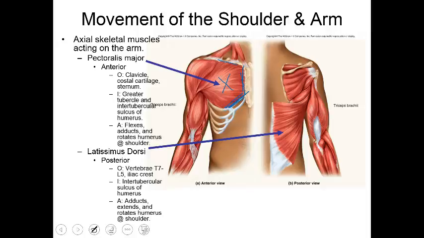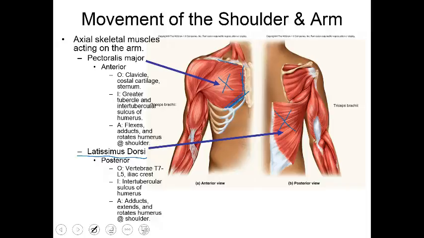So one, it flexes, meaning it reduces the angle of the joint. It adducts, meaning it helps you pull in towards your median, as well as rotate the shoulder. Now, its helper on the dorsal side is the latissimus dorsi muscle. Latissimus, it's a wide and flat muscle. So this guy right here, it's a huge muscle.